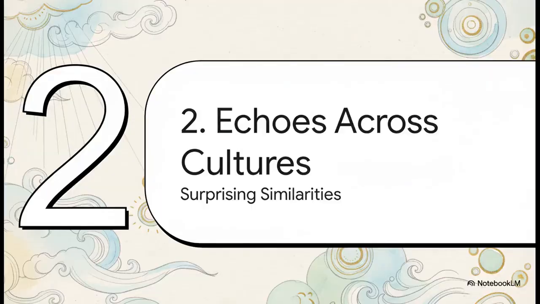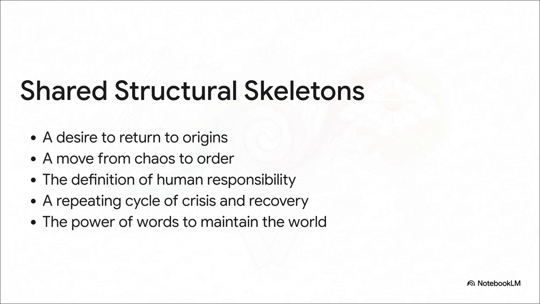And this is where it gets really wild. The first thing the AI noticed wasn't the differences, it was the shocking similarities. It found these deep, structural echoes between two stories from completely opposite ends of the world. So, looking past these specific characters and events, the AI found these shared, structural skeletons. It's kind of suggesting that whether you're in ancient Judea or feudal Japan, humans are using the same basic blueprints to make sense of reality.